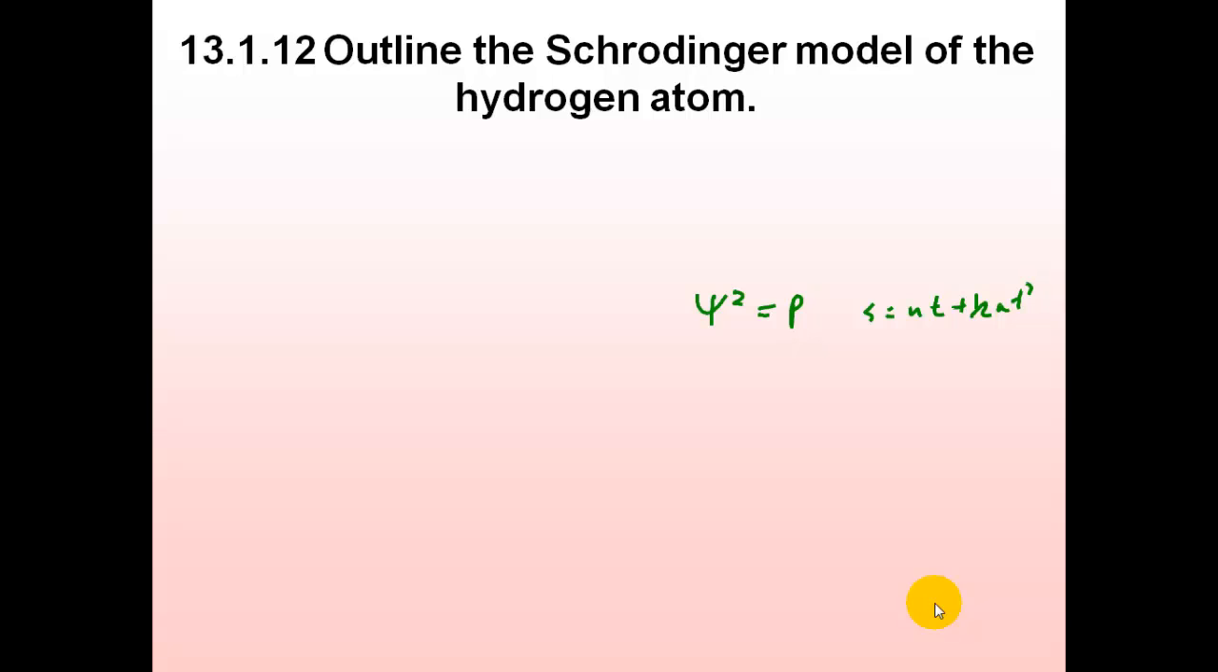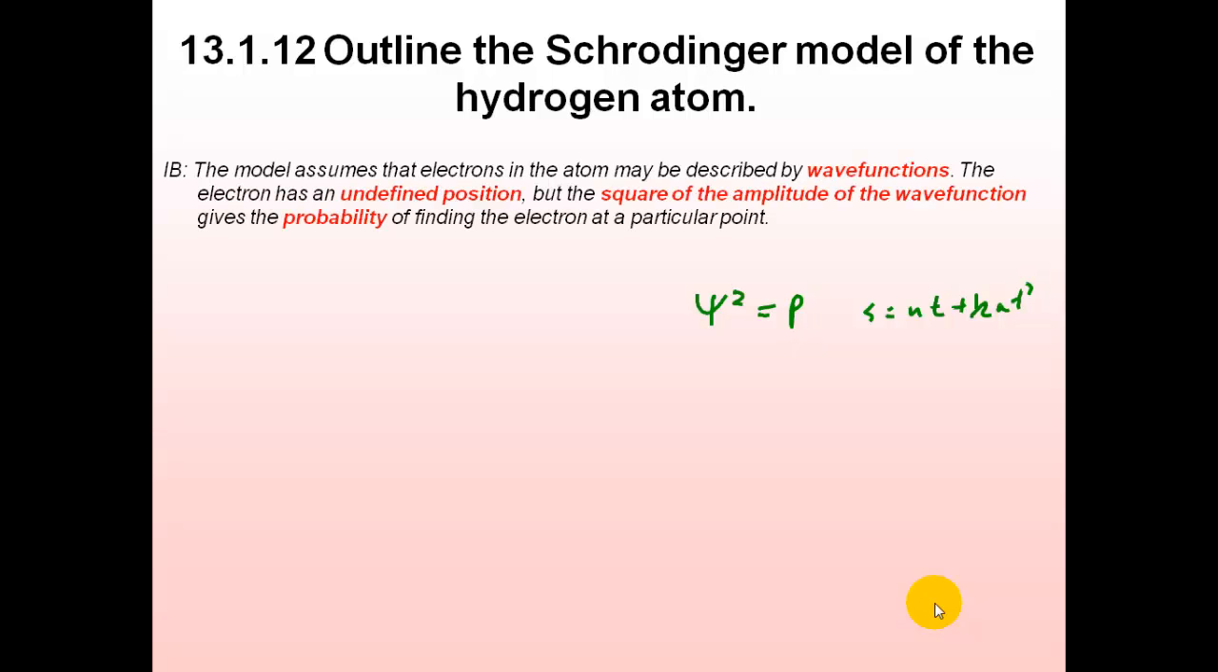So let's look at the details here. This is his model. The IB say this assumes that electrons in the atom may be described as wave functions. The electron has an undefined position, but the square of the amplitude of the wave function, this psi squared, gives a probability of finding the electron at a particular point. These are things that we basically need to remember. As I say, you don't need to use the maths, but you need to remember the ideas behind it. And the key words I've basically underlined or emphasized in red.